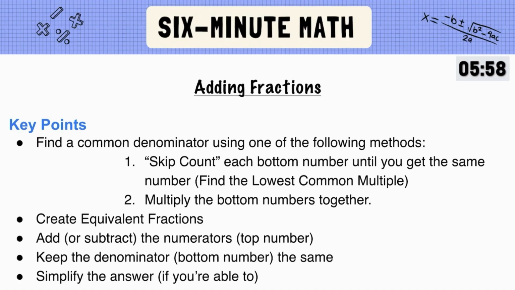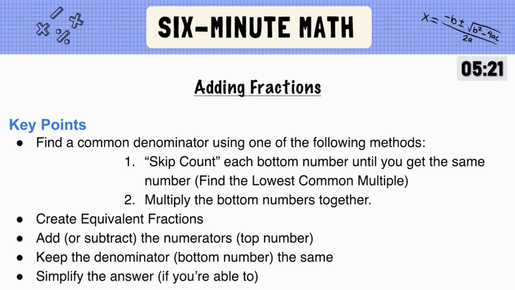Our key point when we are adding fractions is that we first need to find a common denominator. We can do this using one of two methods. For our first method, we can skip count each bottom number until we find the same number. This would be finding the lowest common multiple. Our second option is to multiply the bottom numbers together. This second option tends to lend itself to more simplifying at the end.